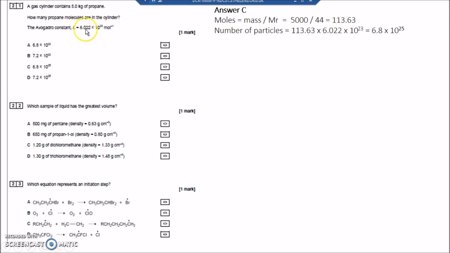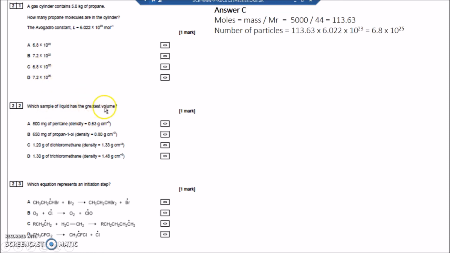Avogadro's constant, 6.022 times 10 to the power 23. That's the number of particles in 1 mole. You never need to remember that number, it's always given to you. Now I've got an awful lot more than 1 mole. I've got 113.63 moles. So if I multiply by 113.63, I'll end up with the number of particles in this sample. 6.8 times 10 to the power 25, my answer is C.